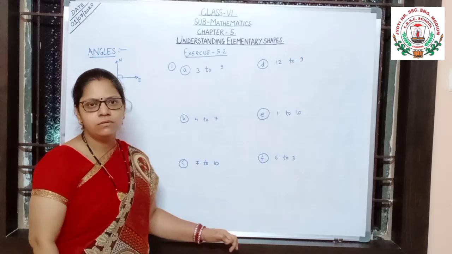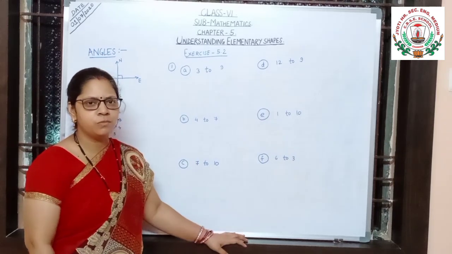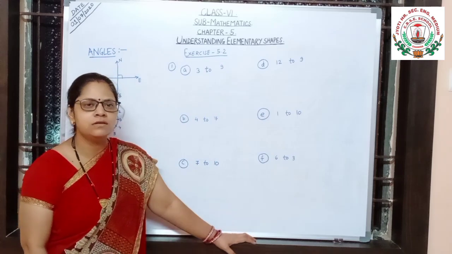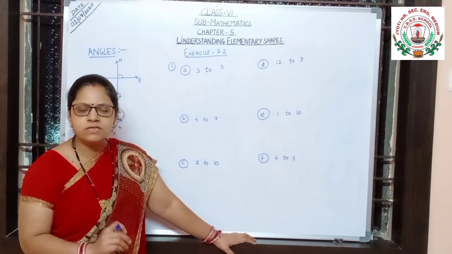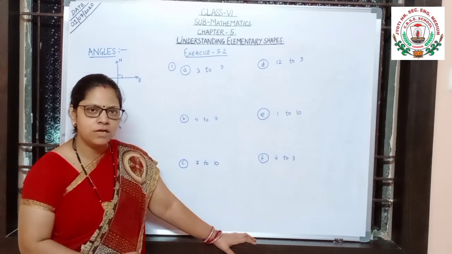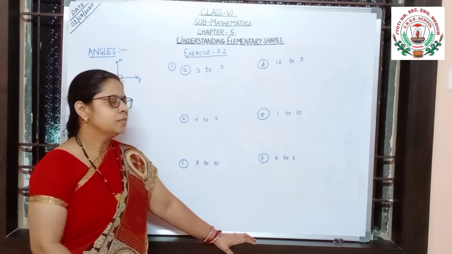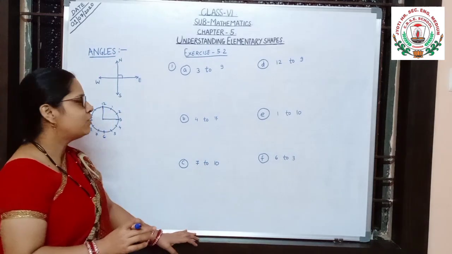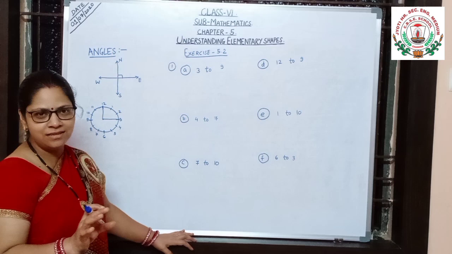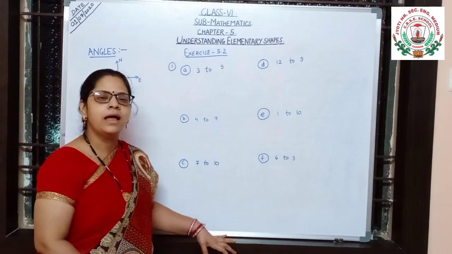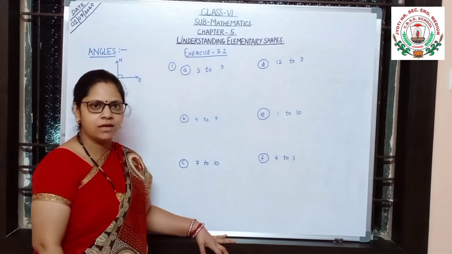Protractor, everyone knows? Everyone is having that compass box. That is not just for showing. The geometrical box that you are keeping is not just for showing. It has some geometrical things to use, and it is actually used from class 6th onwards. So one protractor is there. What you call chanda in Hindi, and you are just playing with that. It is actually called a protractor, and it is used to measure the angles.